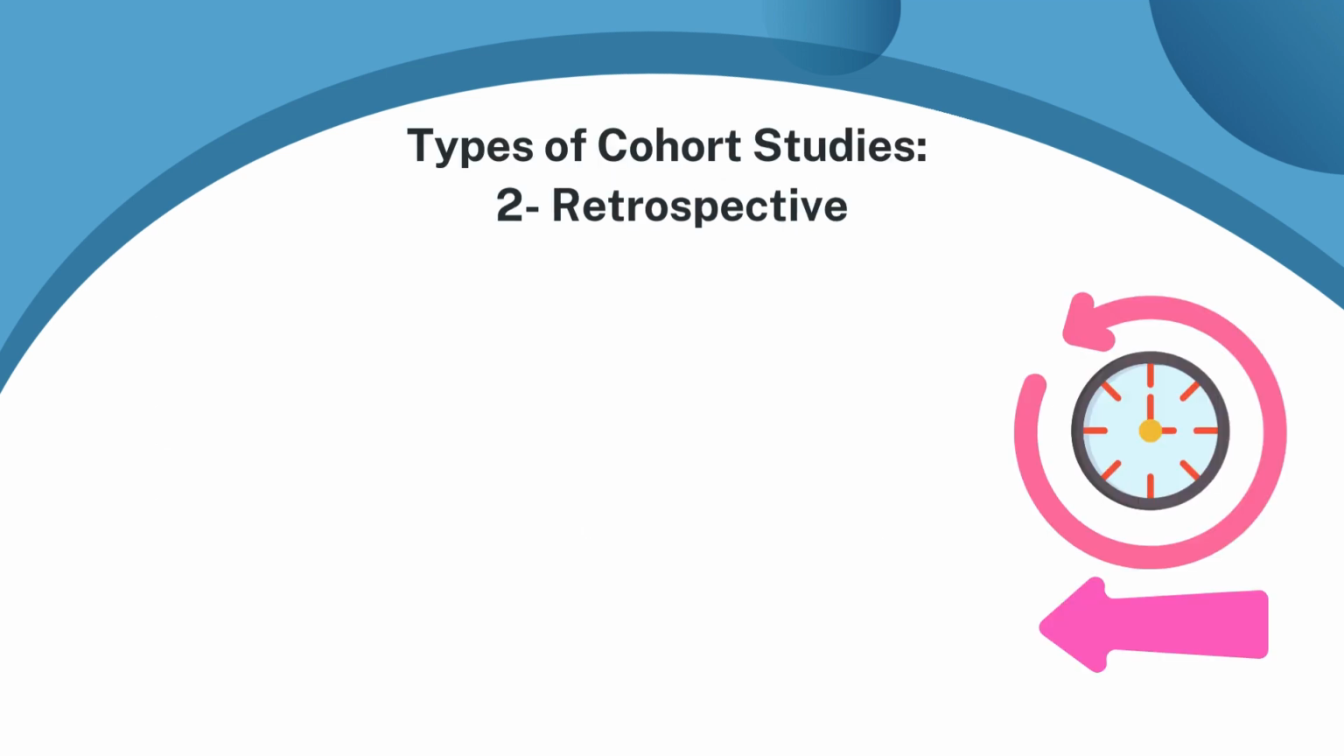The second type is the retrospective cohort study. Retrospective cohort studies take a different approach. Instead of starting in the present and following participants into the future, researchers use existing records to look back in time. They identify a cohort from historical data and analyze past exposures to determine their relationship with current outcomes.